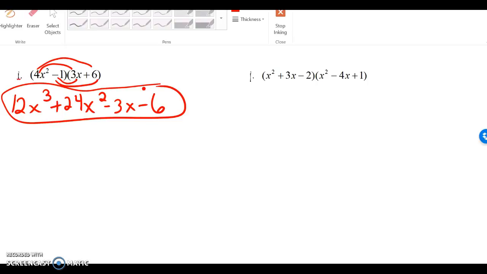So for J, now I have 3 terms times 3 terms, so I'm actually going to have a total of 9 multiplications to complete. So this one is just a little long, a little tedious, but if you just take it step by step and make sure you write it neatly, you can get it done. So that would give me x to the 4th minus 4x cubed plus x squared.